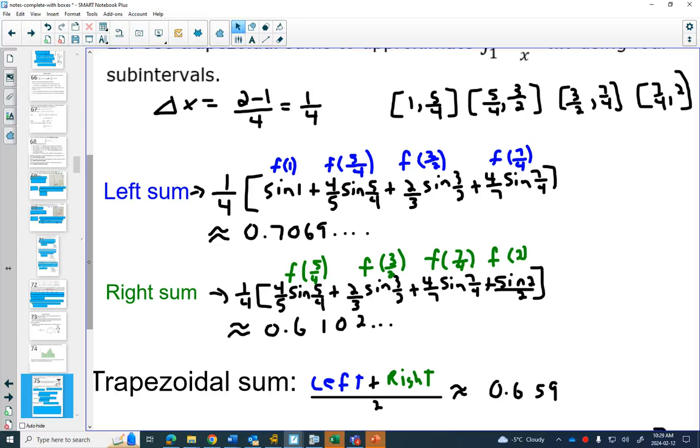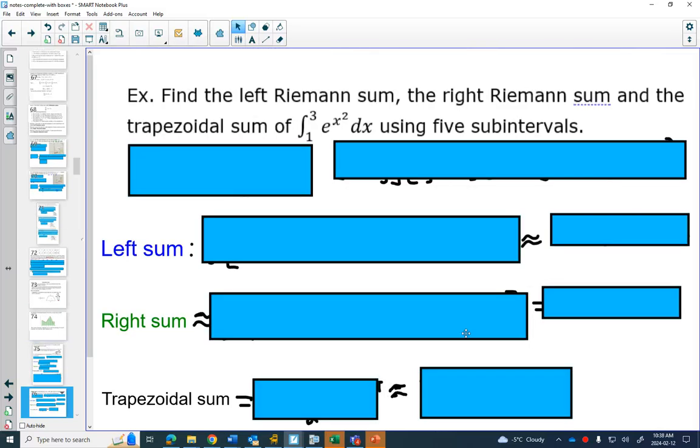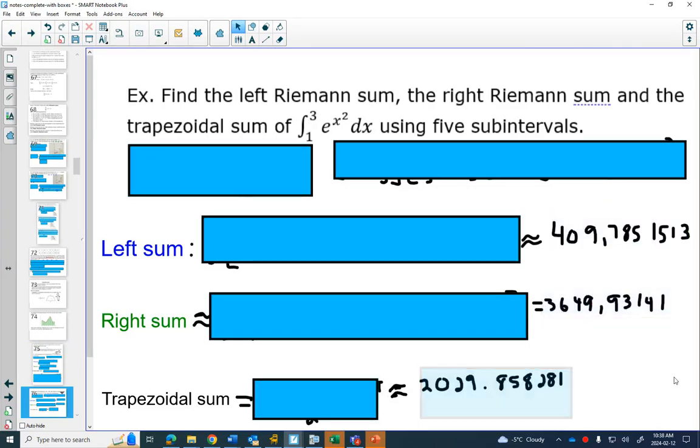I'd like you to try one on your own on page 32. I will put up the answers there so you can check how your math is going.